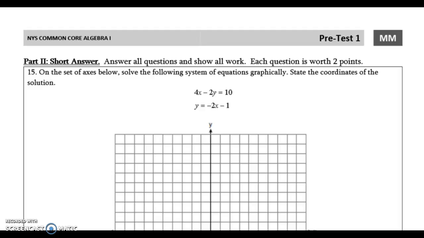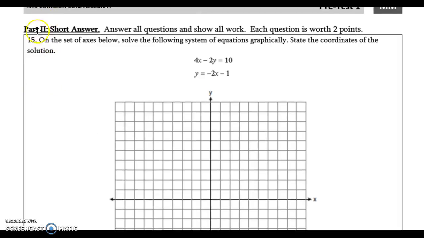Let's jump into that first short answer question. That's question number 15. It talks about solving the following system of equations graphically and stating the coordinates of the solution. You should notice that one of these equations is already in so-called slope-intercept form. That's the second equation. And you already have the slope, which is -2, and you already have the y-intercept, which is -1. So we're able to graph that fairly easily.